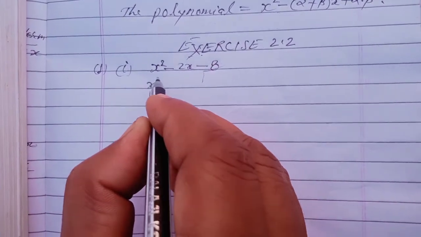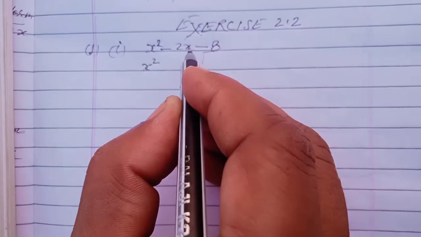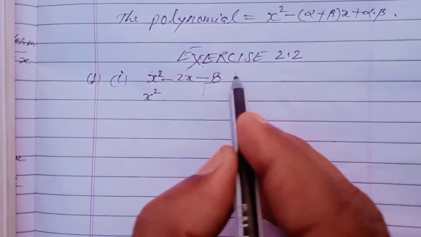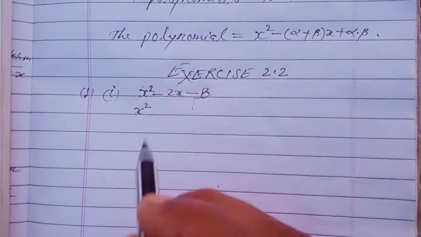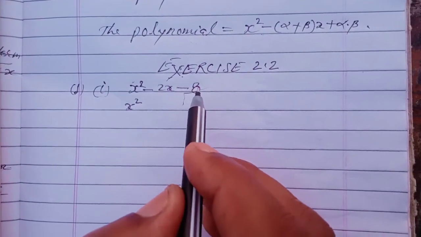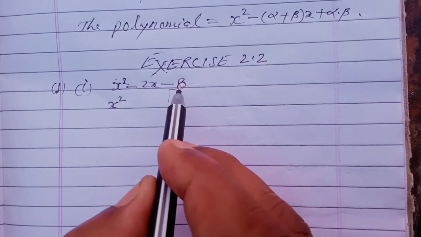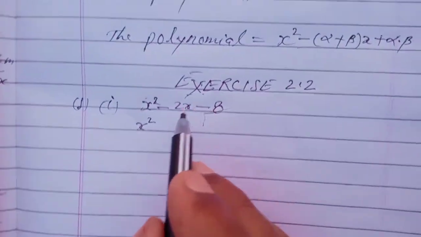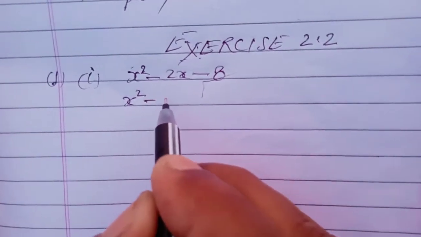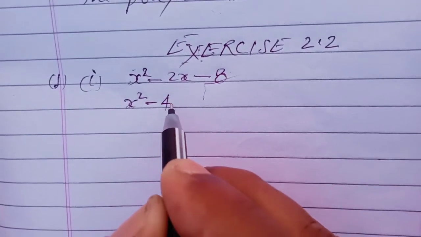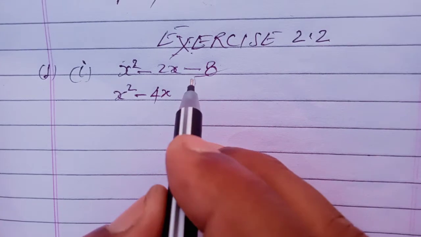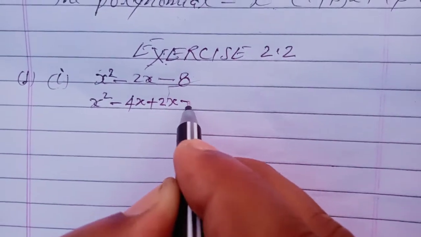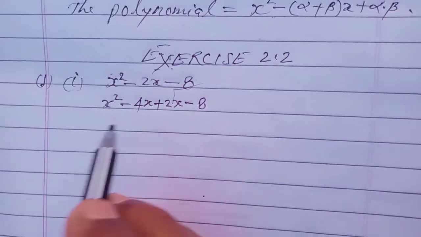So x square, split the middle term. Multiply first and last, you will get minus 8x square. Find two factors whose product is minus 8x square and sum is minus 2. So 4 into 2 is 8, minus 4x plus 2x. So x square minus 4x plus 2x minus 8. This can be written as this.